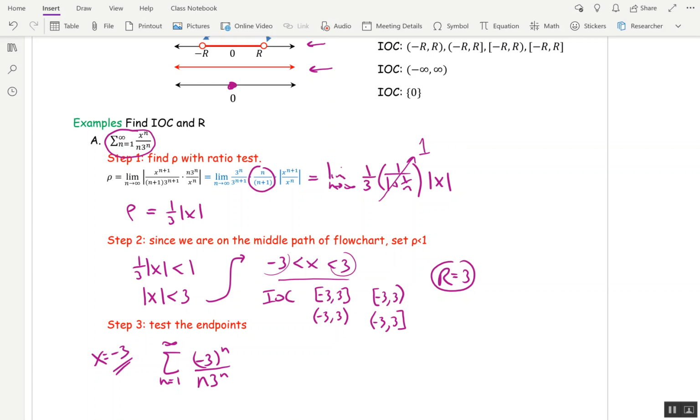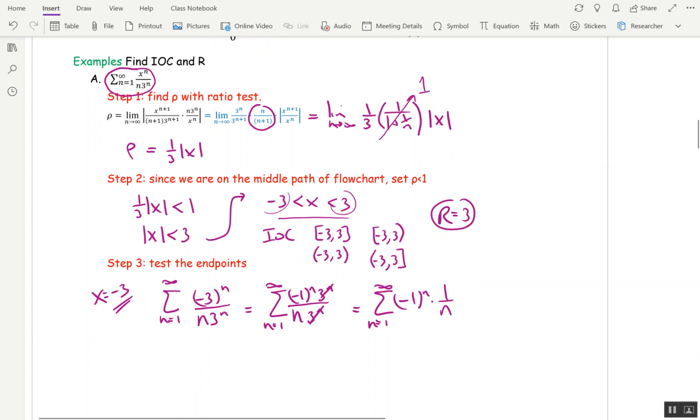Okay, I'd like to cancel those 3 to the n's, but first I need to separate the -1 to the n and the 3 to the n so that I can cancel. Okay, now we kill, and I'm left with the sum n equals 1 to infinity of -1 to the n times 1 over n. That's the alternating harmonic series. We know that converges, but I'm going to show it. I'm going to use AST, the alternating series test, with u_n equal 1 over n.